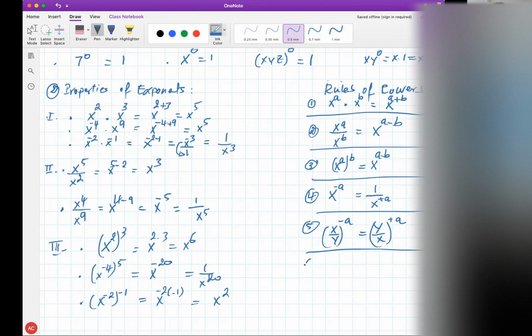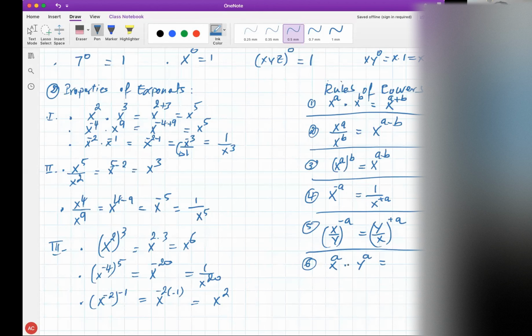And of course, there's another one, number 6. So far we've seen what happens if you have the same base and different powers, right? Now we're going to see the opposite. We're going to see different bases and the same power. For example, x and y, and the power is the same. So basically, it's the opposite of this. So x to the power a times y to the power a.